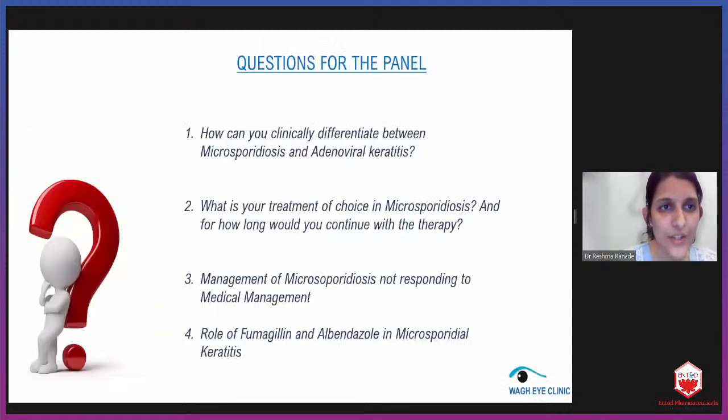So I have a few questions for the panel, and in the interest of all the postgraduates and young ophthalmologists, as to how would you clinically differentiate between a microsporidiosis and adenoviral keratitis, because many a times they do look similar.